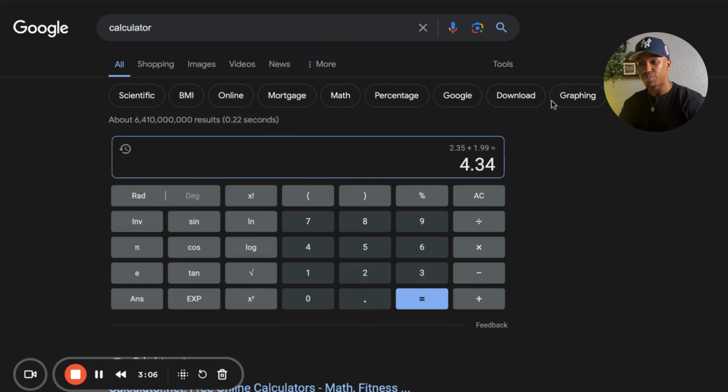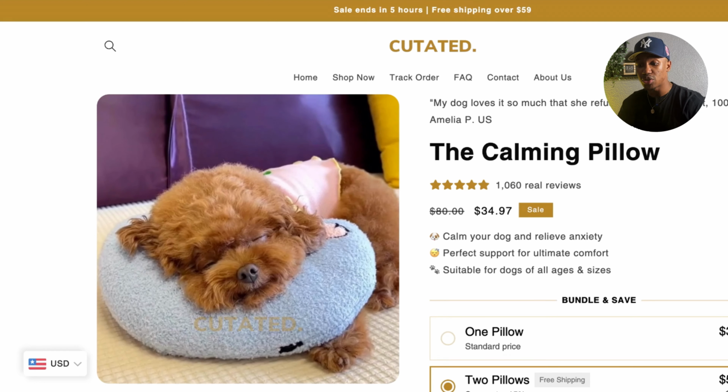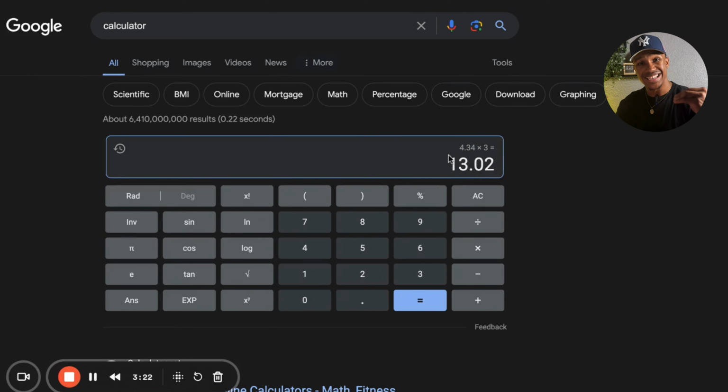So if I come back to my calculator and we multiply that times 3, it's going to equal $13.02. Our margins on this product are immaculate. We're able to really sell this product and get a good profit margin. And the lowest price we could sell this at is $13.02. That means we're still getting decent profit. So this product right here is immaculate and it's easy to get profit with it because our margins are there.